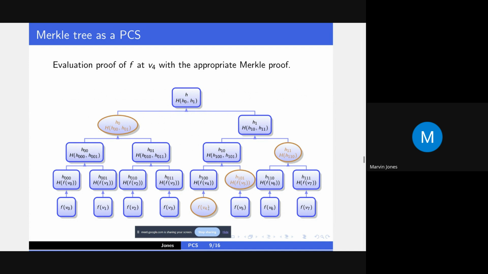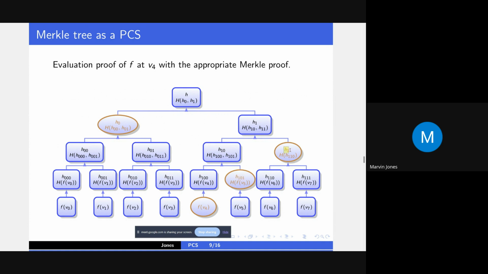Now, if you queried V4 and asked, what is f of V4? And I gave you the number. Well, I need to do more than just give you the number because we like decentralized systems. You don't like trusting me. So I need to convince you, using this polynomial commitment, the root hash, that f of V4 is correct. I give you this value, and I have to give you the path. If you have f of V4, you can take the hash and find H100. So I'm going to give you H101. This is the neighbor, and you can concatenate these and get H10.